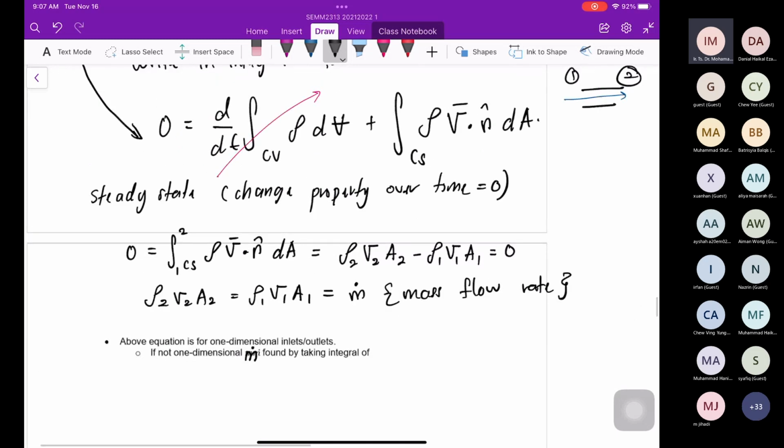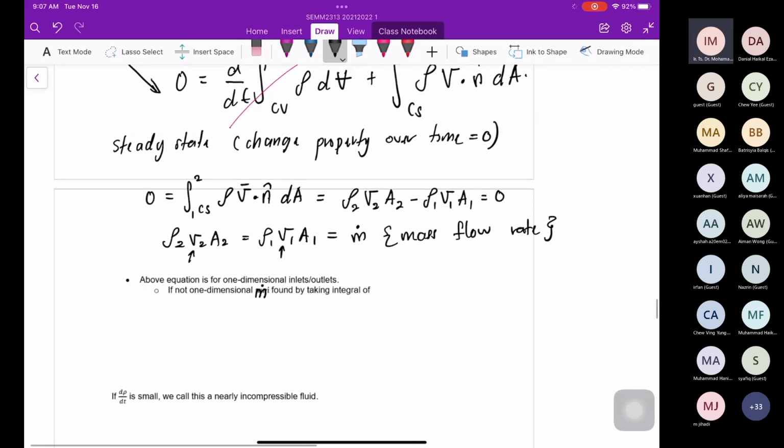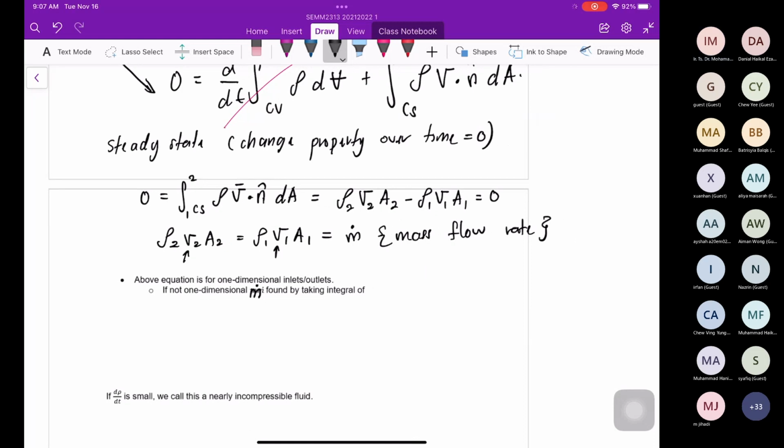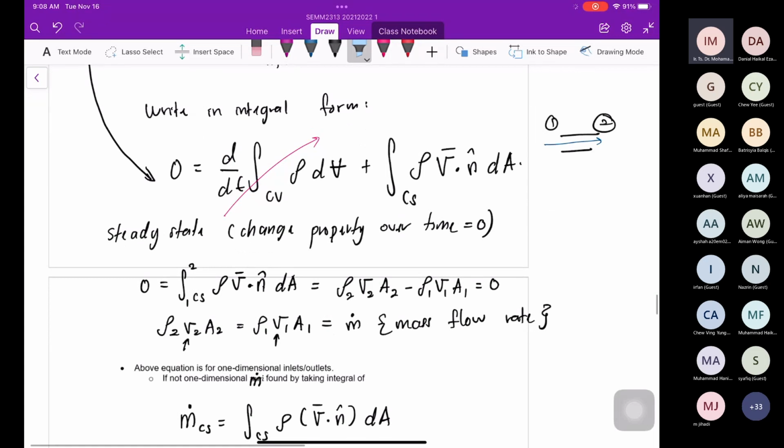You can also put the normal vector. But now we consider this one should always be normal to the area. So the above equation is for 1D only. If not one-dimensional, we must do the integration of this one, the control surface integral of rho v dot n dA. The same thing as this one.